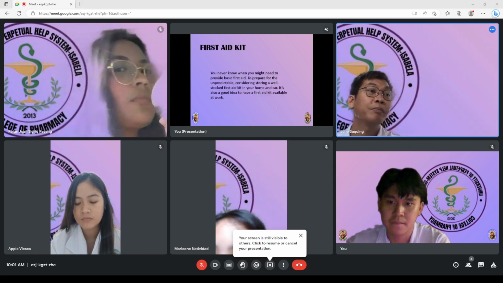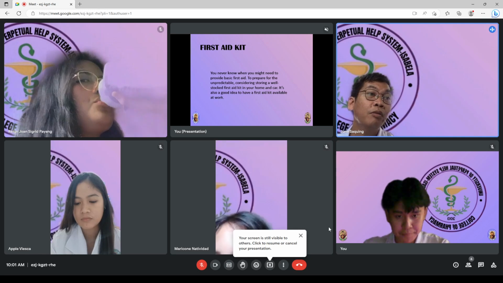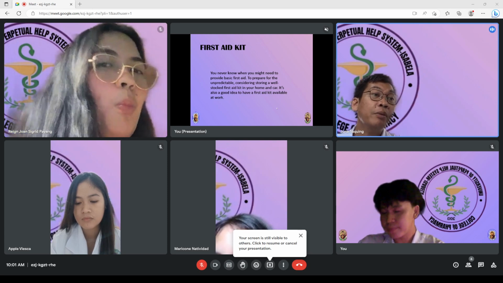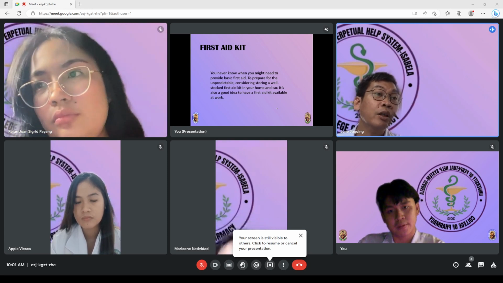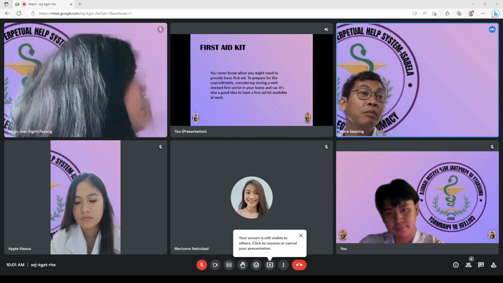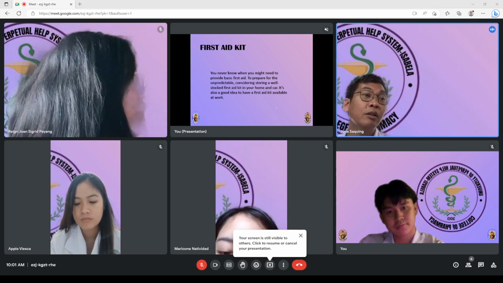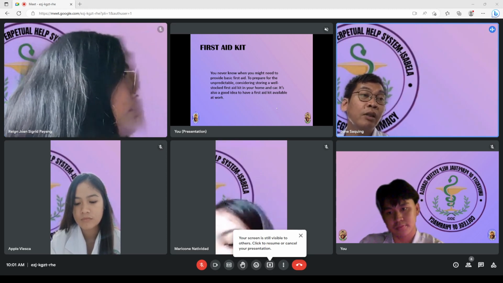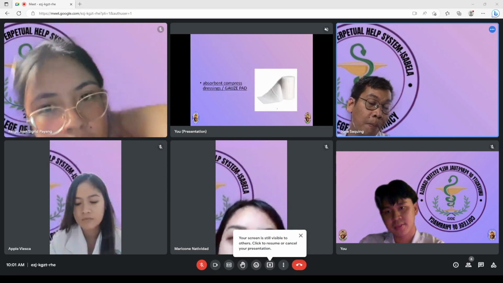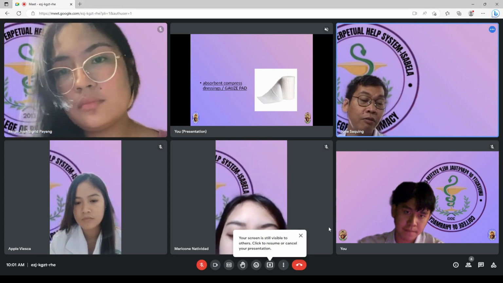First aid kit. We never know when we might need to provide basic first aid. To prepare for the unpredictable, consider storing a well stocked first aid kit in your home and car. It is also a good idea to have a first aid kit available at work. A first aid kit is very important in an emergency as it reduces the risk of minor injuries from worsening.